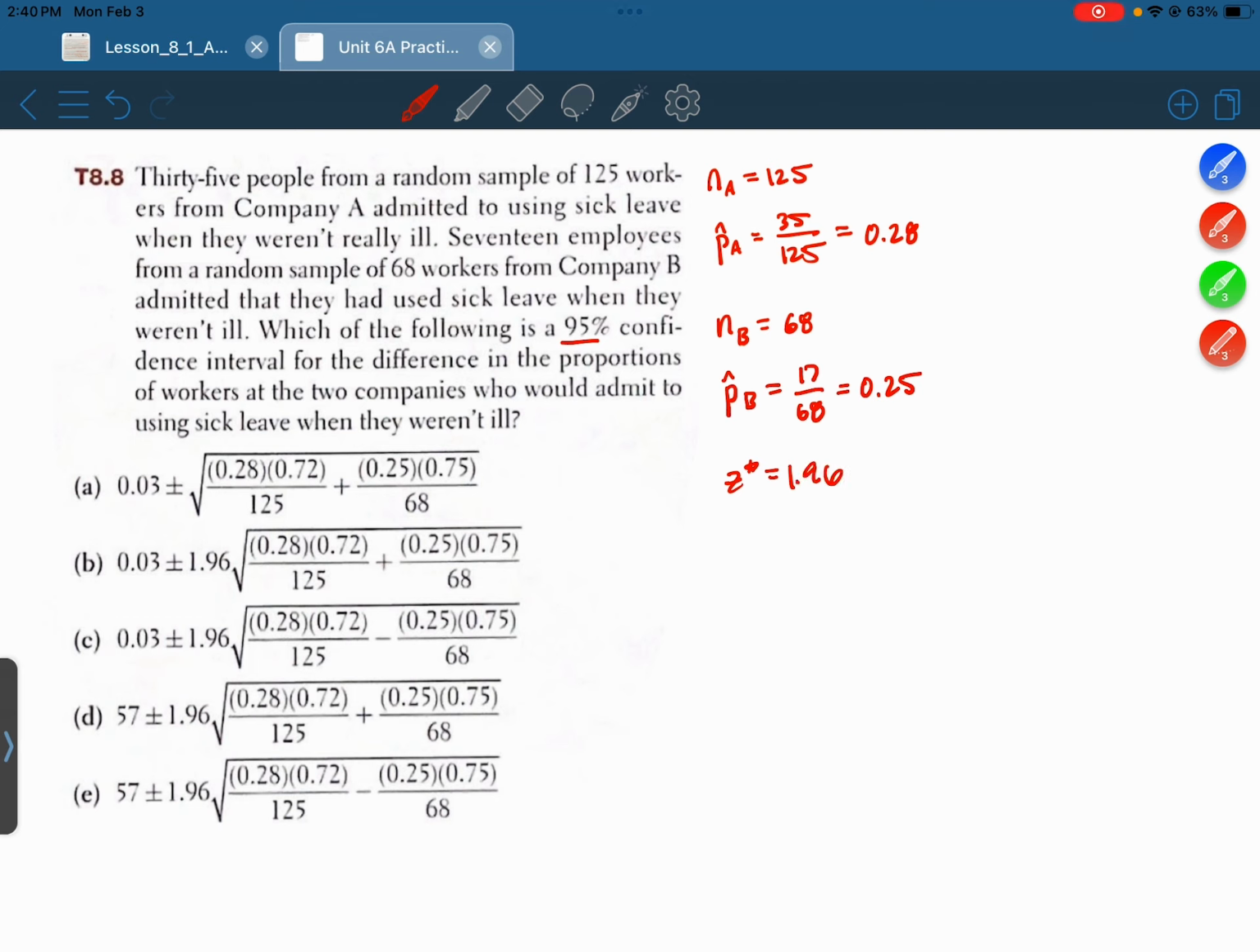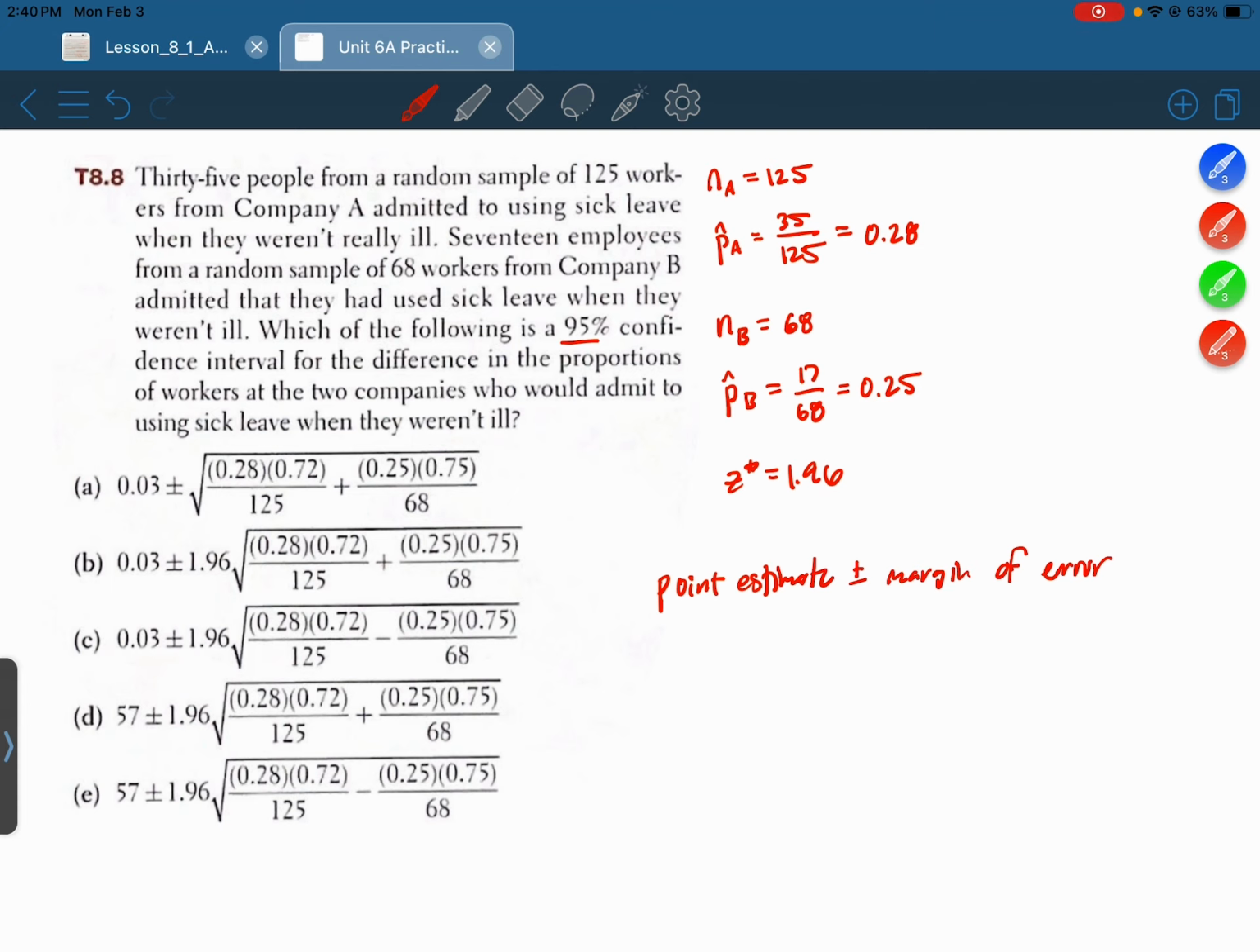Okay. Which of the following is a 95% confidence interval for the difference in the proportions of workers at the two companies who would admit to using sick leave when they weren't ill? All right, so confidence intervals all follow this structure. Point estimate plus or minus a margin of error.